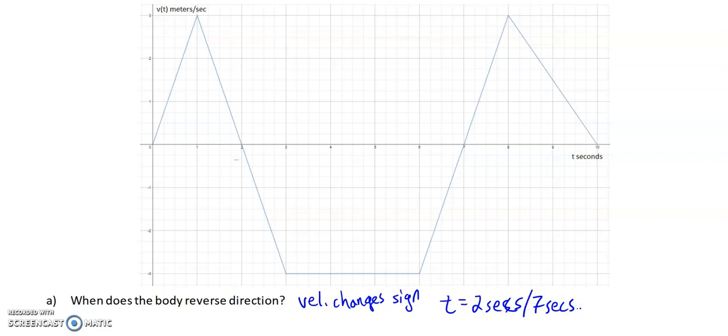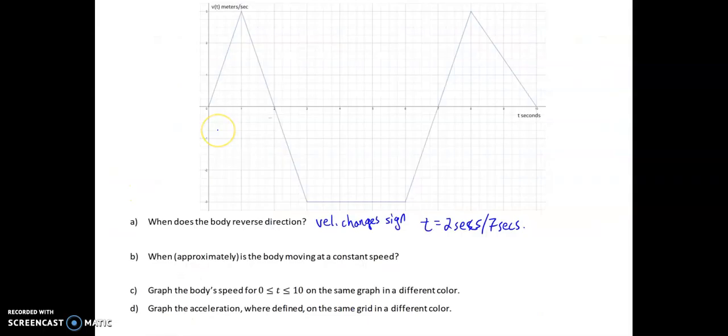The second question asks, when is the body moving at a constant rate of speed? I know you can't see this on my screen right now. Let me see if I can change that quickly. Oh yeah, look at that, I'm like a technology wizard. When approximately is the body moving at a constant speed? It's going to be at a constant speed when the velocity is constant.